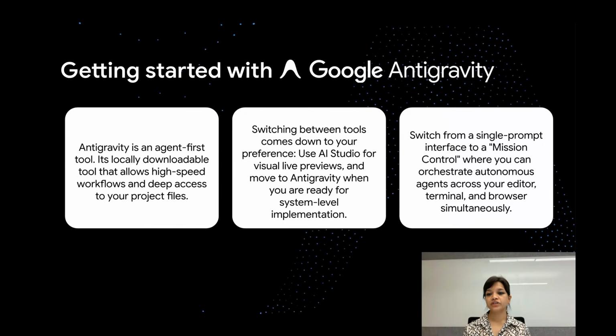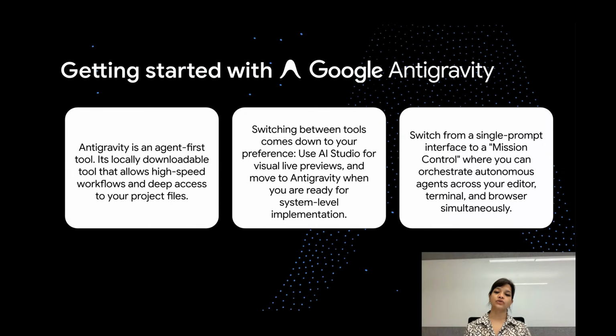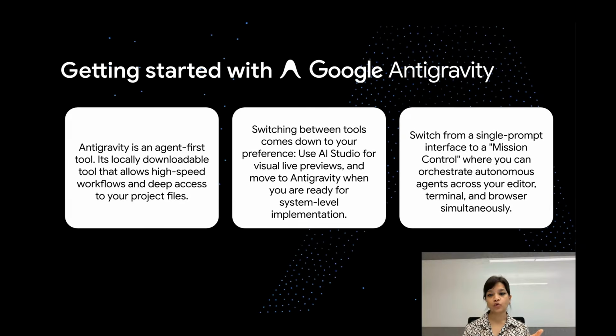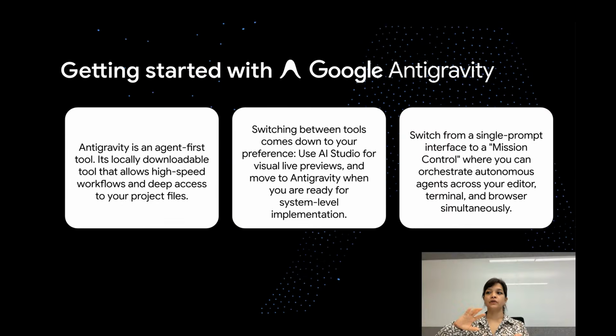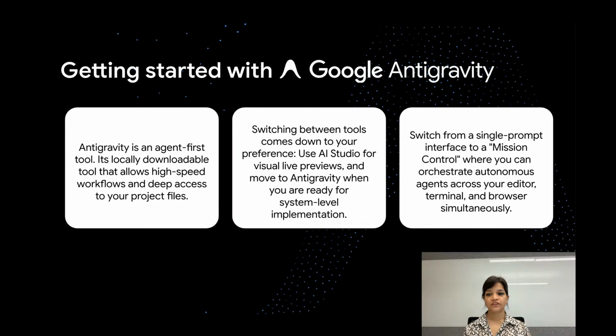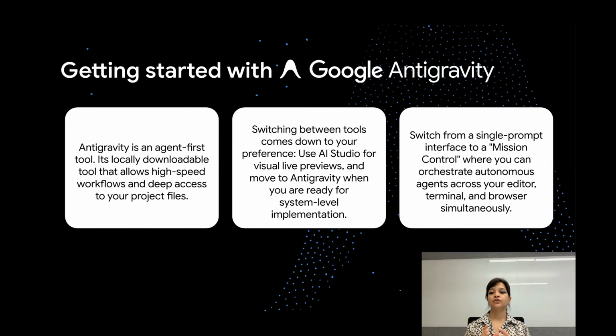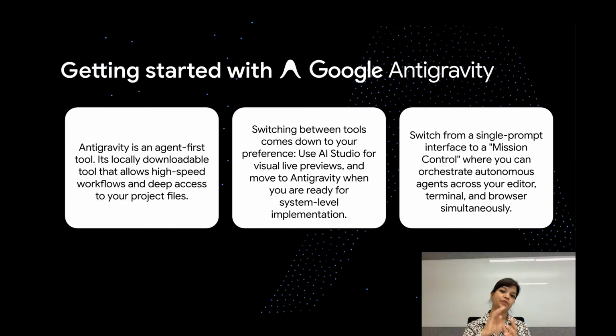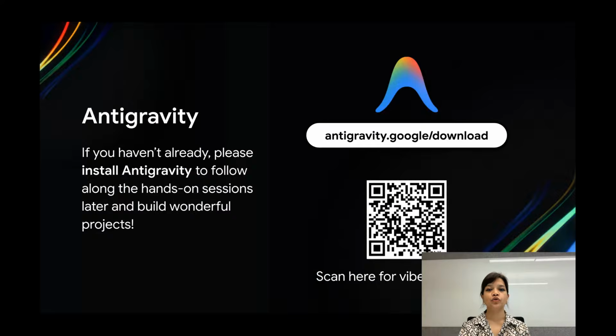Switch from a single prompt interface to a mission control where you can orchestrate autonomous agents, which is agents that take care of the code, agents that take care of looking at reference tabs, reference sites, and other things. So it works across your editor, your terminal, and browser all simultaneously. So that's why you would go to Antigravity.